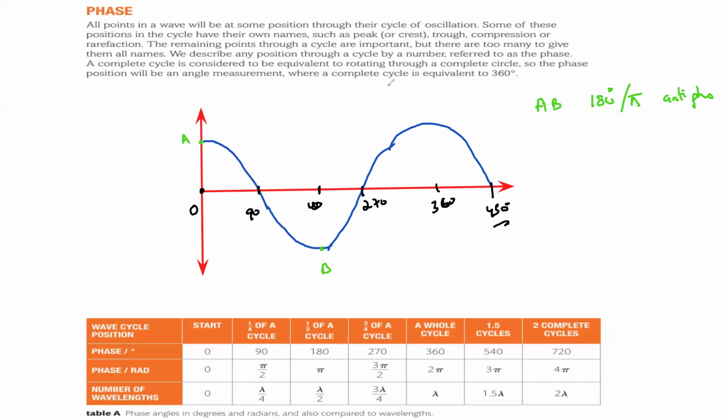It means these groups of particles are not moving in the same manner. Like, the particles at A, if they are moving down, the particles at B will move up. Because their vibrations are exactly opposite of each other, that's why we say they are antiphase. Anti here refers to opposite. But if we have another point, C, here. What is the phase difference between A and C?